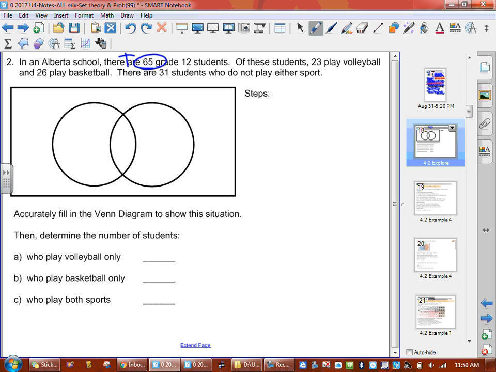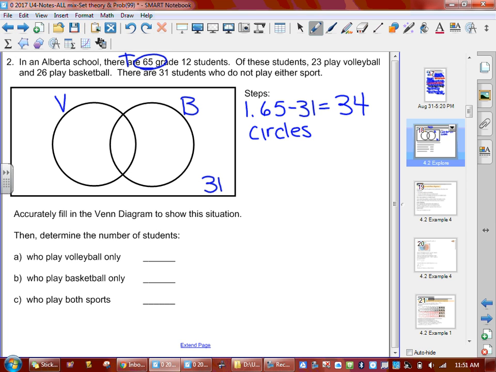So what number does that 31 represent? The outlier. Good. So we're going to put 31 on the bottom right. The first step we're going to take is to take the total and subtract the outlier, because that's our rule. That's going to give us our circles total. What I mean by circles total is regions 1, 2, and 3. So regions 1, 2, and 3 have to add to 34.